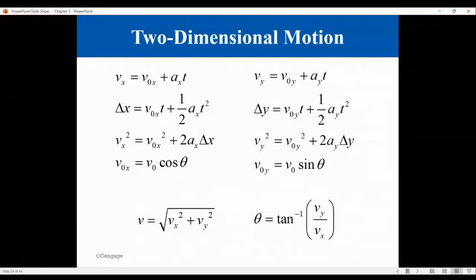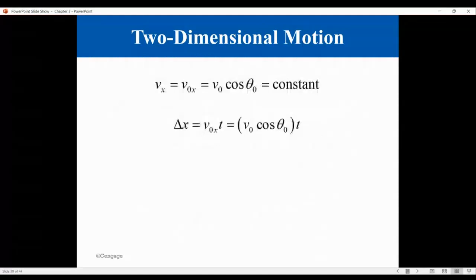And also, the acceleration in the x direction is 0. The reason why is because air resistance is neglected. So that means a_x in your x direction for two-dimensional motion, for our case, always remains constant. Therefore, a_x is 0, right? No air resistance. Very important value.